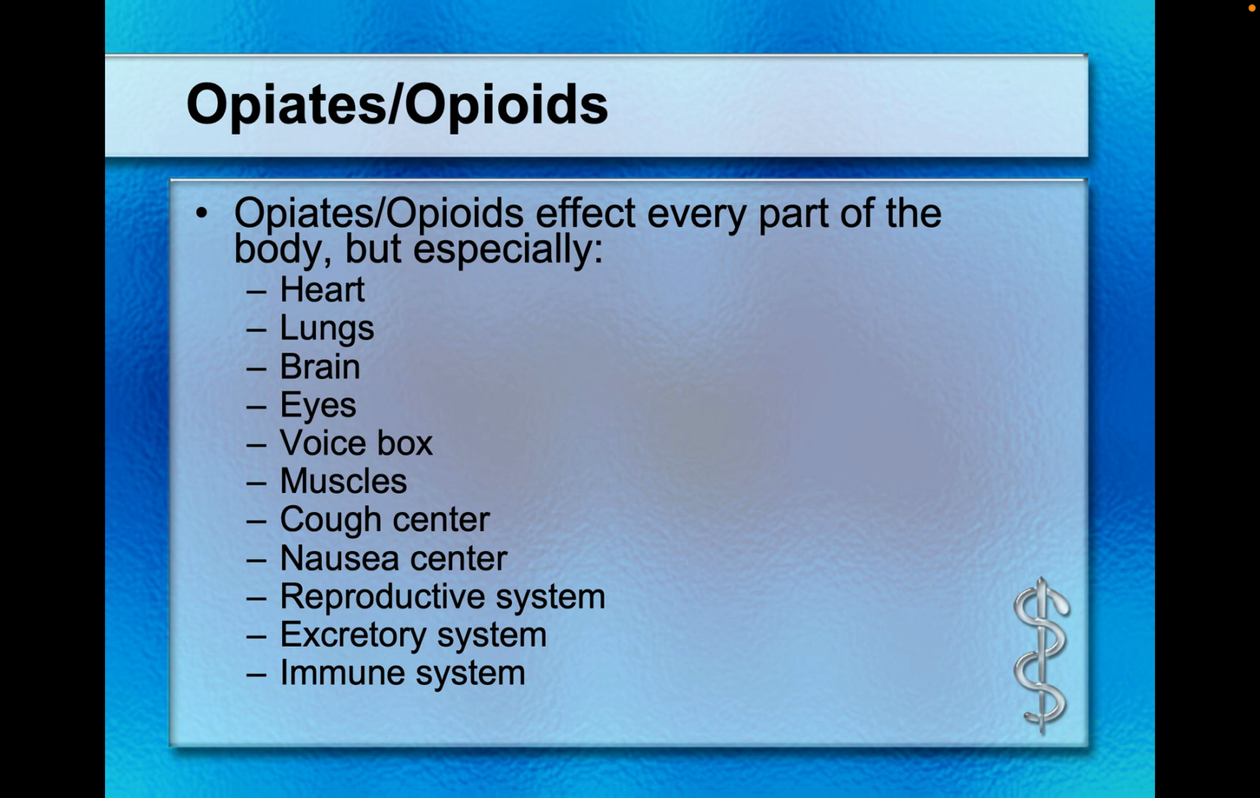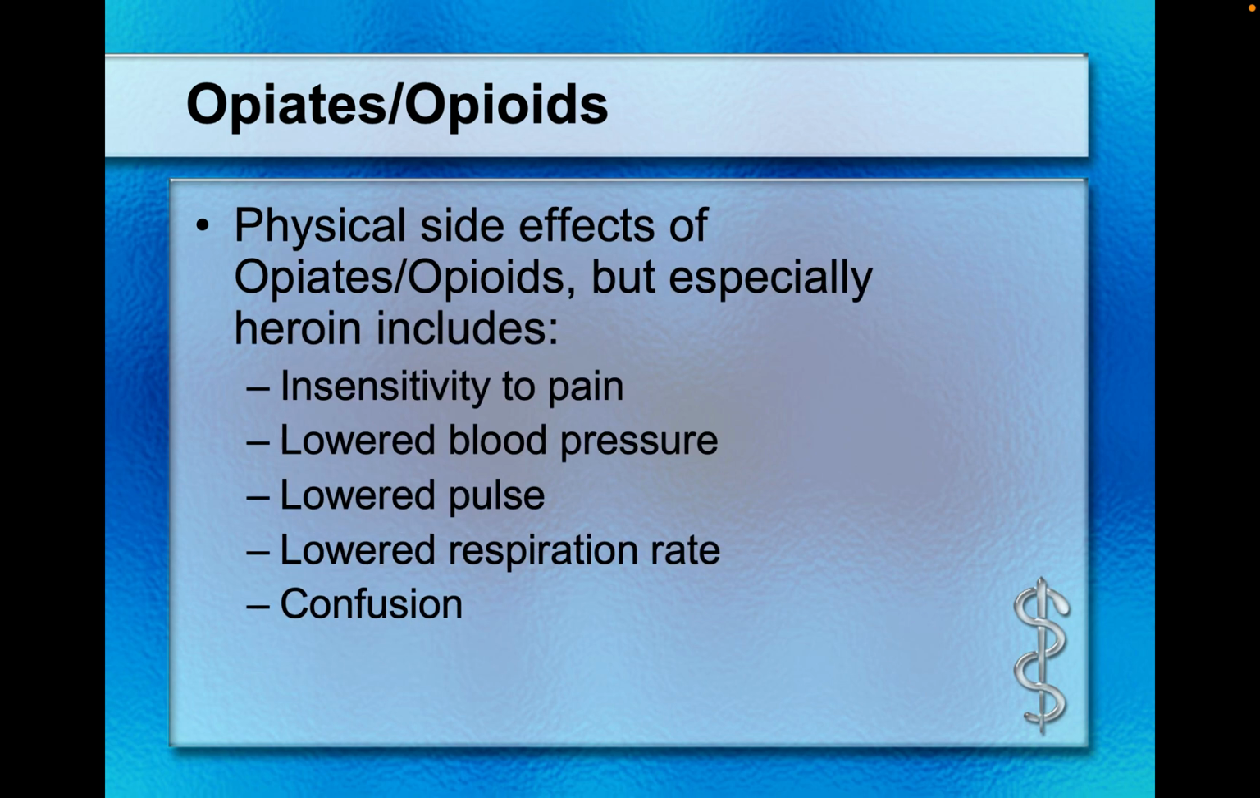Opioids affect every part of the body, but especially your heart, your lungs, your brain, your eyes, your voice box, your muscles, your cough center, your nausea center, your reproductive system, your excretory system, and your immune system. Physical side effects of opioids, but especially heroin, include insensitivity to pain, of course. It lowers your blood pressure, it lowers your pulse, it lowers your respiration rate, and it causes confusion. That sounds like a good time.